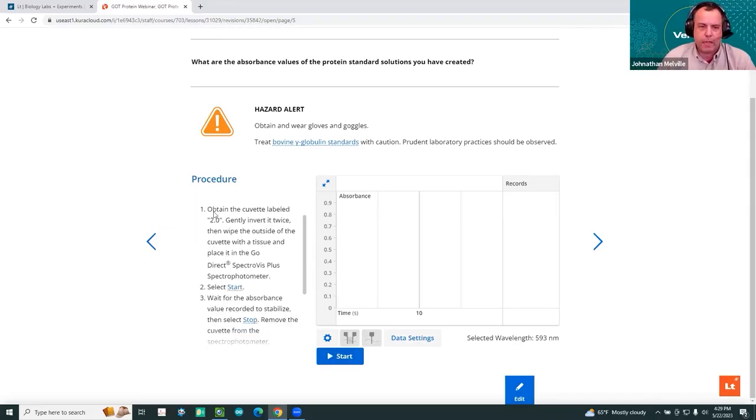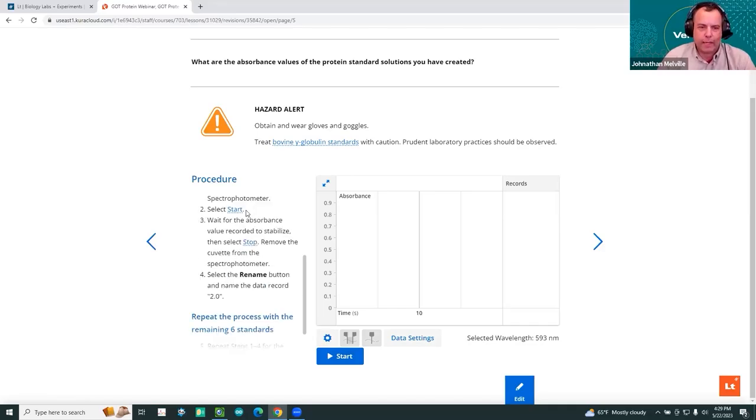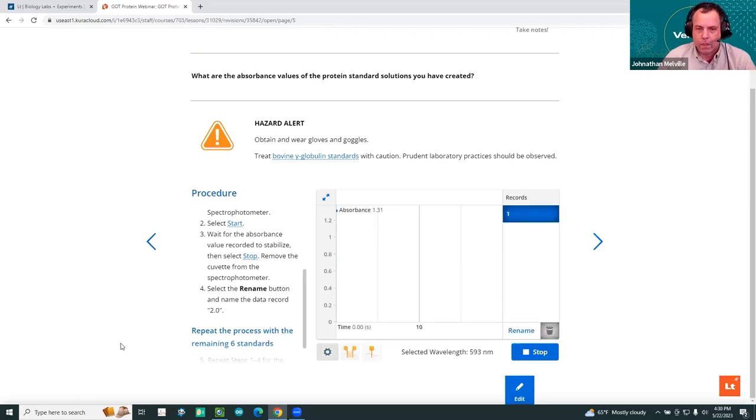It says obtain the cuvette labeled 2.0, gently invert it twice, wipe the outside, select start, and then wait for the absorbance value recorded to stabilize, and then select stop. That usually takes about 10 to 20 seconds. So let's just hit start. You can see I'm collecting absorbance in real time up here. I'm just going to let it go across there. That looks pretty stable to me. I'm going to hit stop once it gets to 20 seconds.